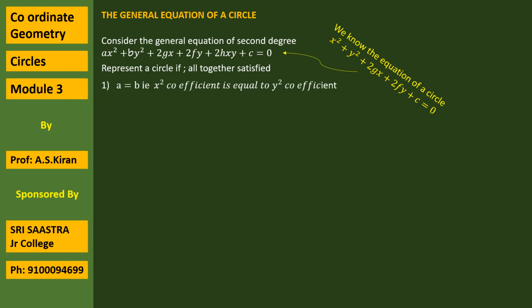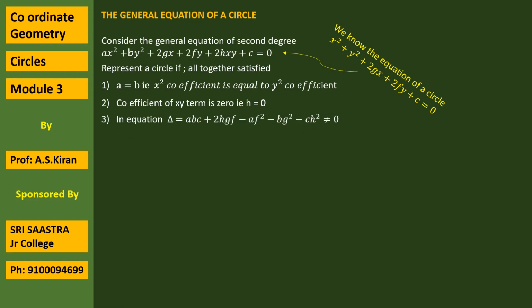It represents a circle if the first condition is a is equal to b, that is, the x square coefficient is equal to the y square coefficient. Again, the given equation represents a circle if the coefficient of the xy term, that is h, is equal to 0. What I mean to say, in any second degree equation, there must not be an xy term. And at the same time, there is one more very important condition.